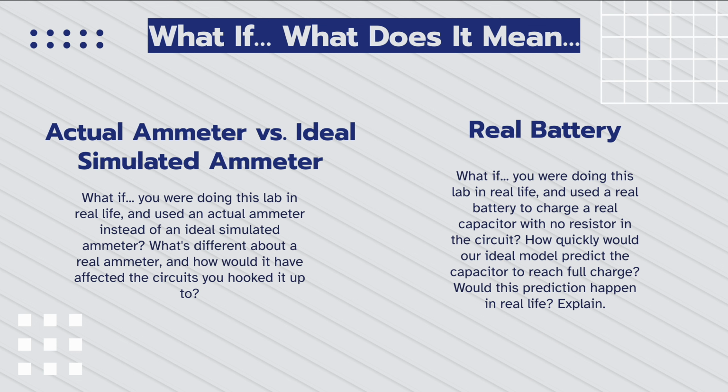If an actual ammeter was used instead of the ideal simulated ammeter, the ammeter would read a slightly lower current value due to the fact that a real ammeter has a small non-zero resistance. Next, if I were to use a real battery to charge a real capacitor with no resistor, then the real circuit would not charge up instantaneously because of the resistance in the wires and in the capacitor, which impedes the current, leading to more time for charges to flow through and therefore build up.